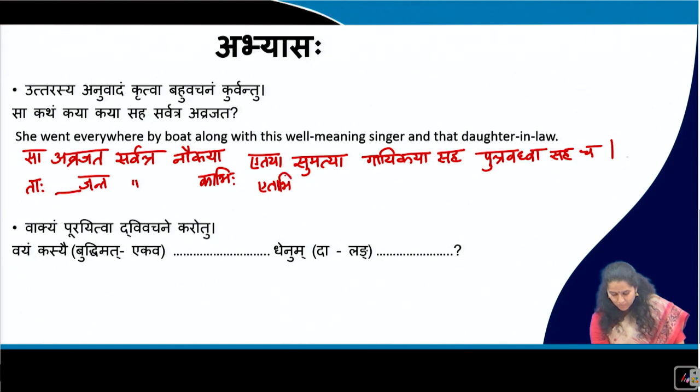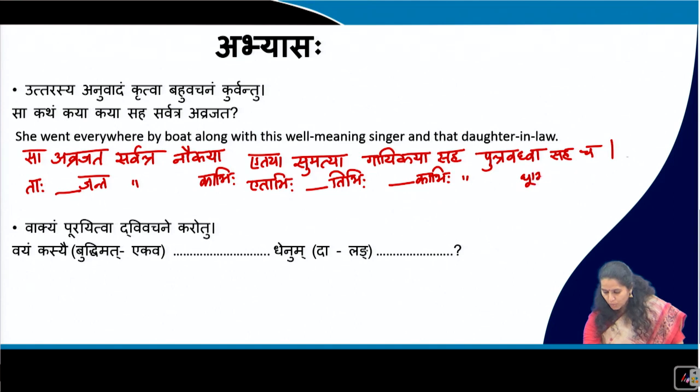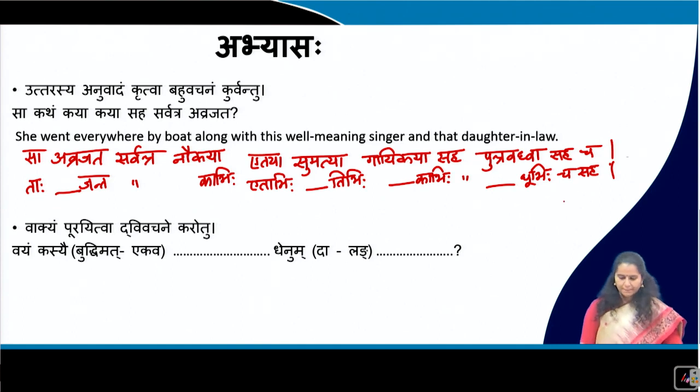Etabhihi. Let's do that again. Etabhihi. Sumatibhihi. Gayikabhihi. Saha putravadhubhihi. You can say cha, saha, saha cha, whichever order you want. Astu, these are two separate words there. Okay, cha saha avrajata. So taha avrajanta sarvatra naukabhihi etabhihi sumatibhihi gayikabhihi saha putravadhubhihi cha saha etc.